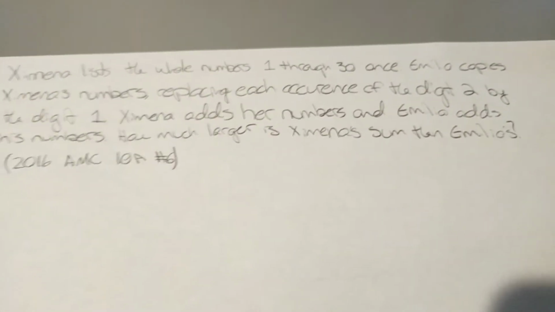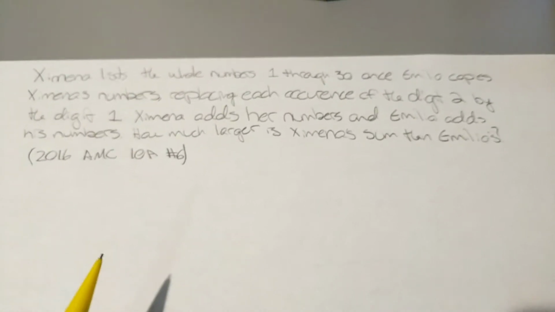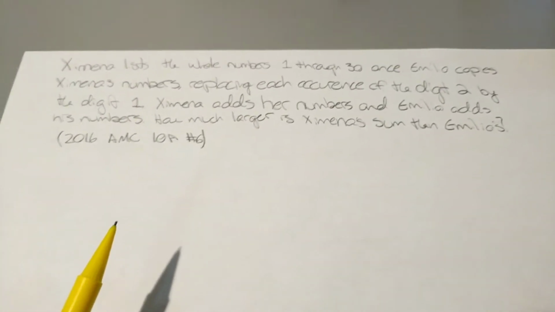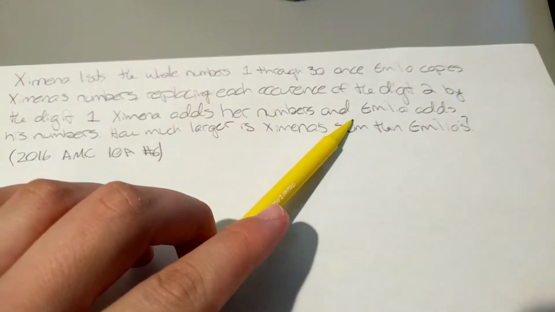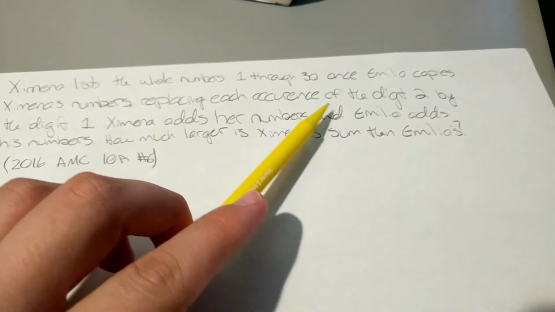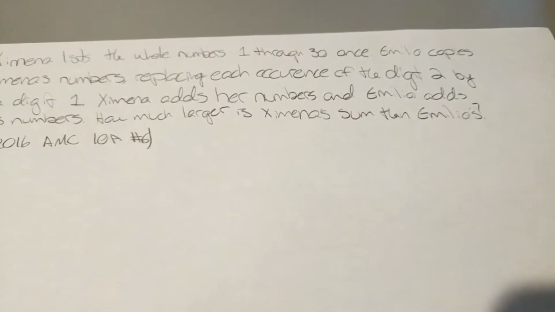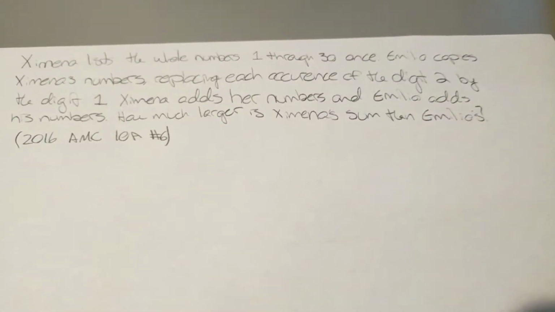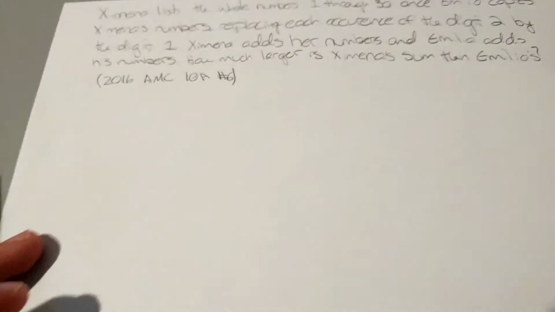Okay, so we have these two people, J and E, and they both list their numbers 1 through 30. Just 1, 2, 3, 4, on and on and on. And so, for example, I have a number like 12. Emilio would replace the 2-digit with the 1-digit, so he would have 11. And for 22, he would also have 11, and for 21, he would also have 11. Just examples of 11s for you. There are, of course, other numbers. I just have 11s.